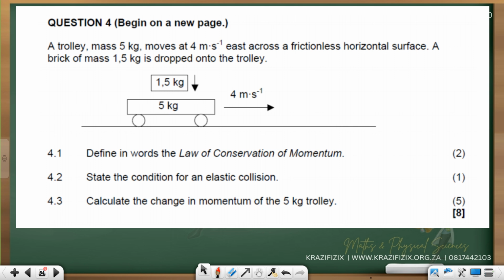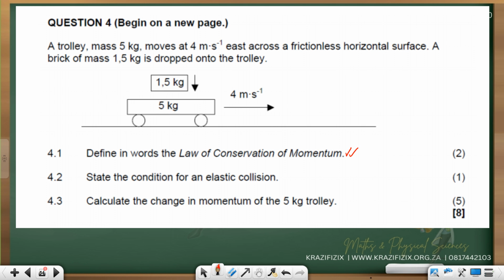A trolley of mass 5 kilogram moves at 4 meters per second east across a frictionless horizontal surface. A brick of mass 1,5 is dropped onto the trolley. Now look, the brick is moving on the y-axis while the trolley is moving on the x. We are dealing with linear momentum, which is in one direction on a straight line. I'm sure by now we all know that. We've done that twice today or 3 times.